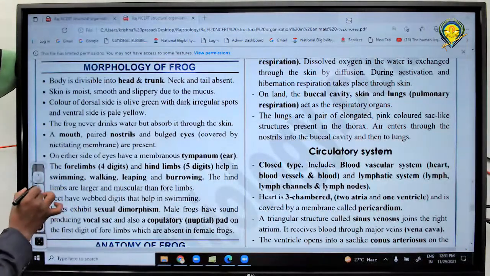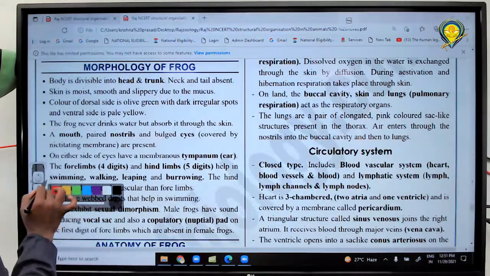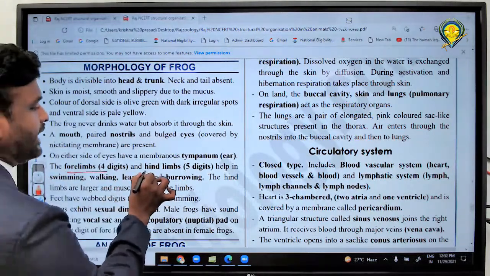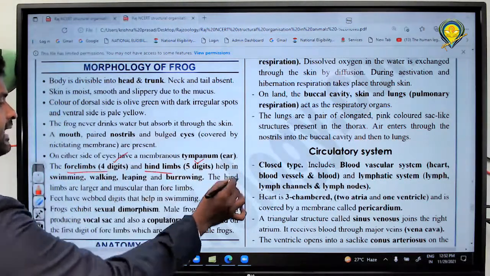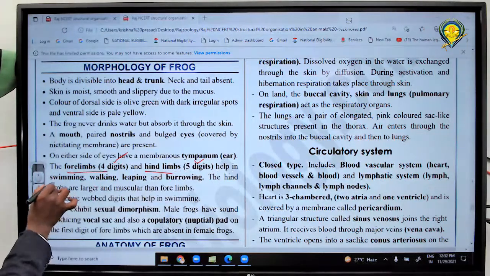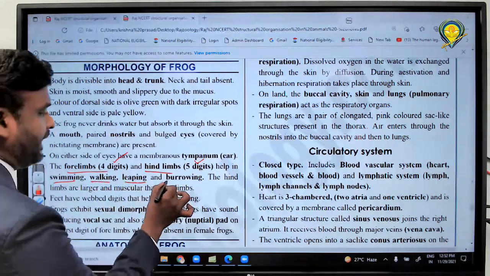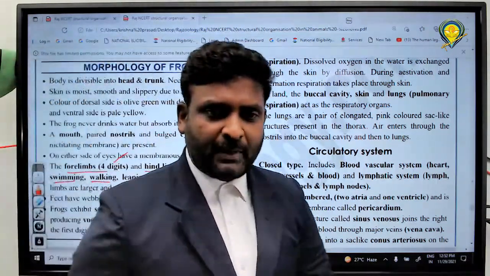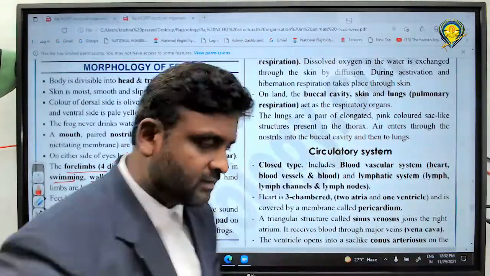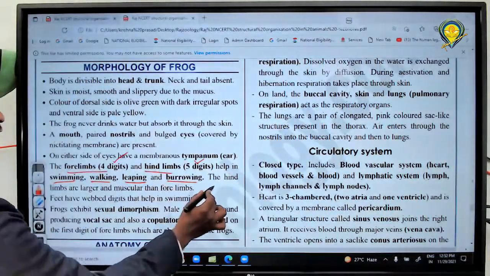Right. Next one. You know very well here, forelimbs with 4 digits and hind limbs with 5 digits, which help in what? Swimming, walking, leaping, and burrowing. Leaping means which can jump, right? That's it. So that's the help of the forelimbs and hind limbs.